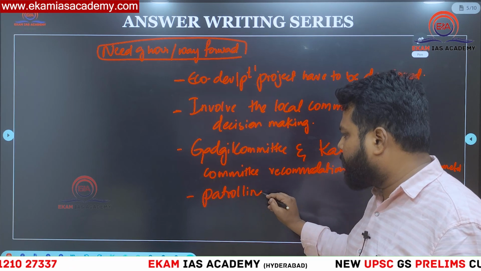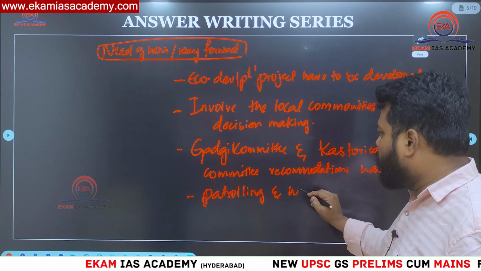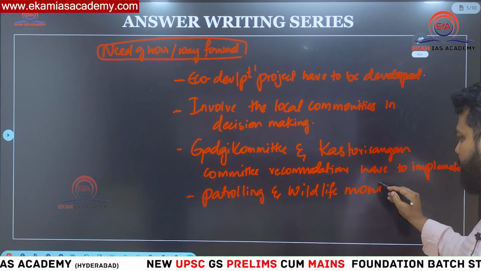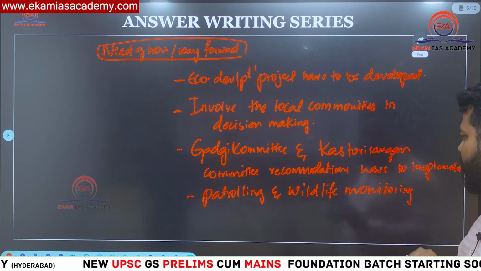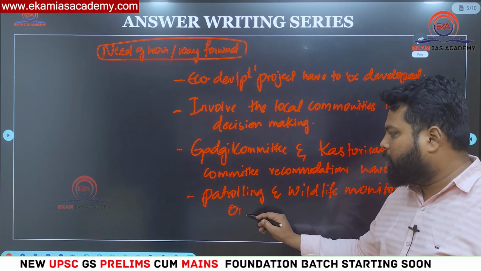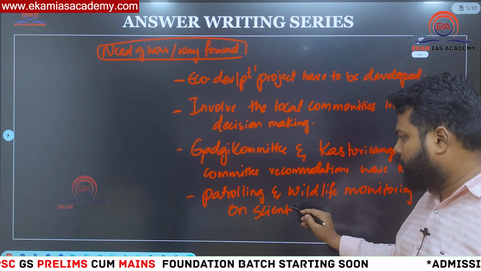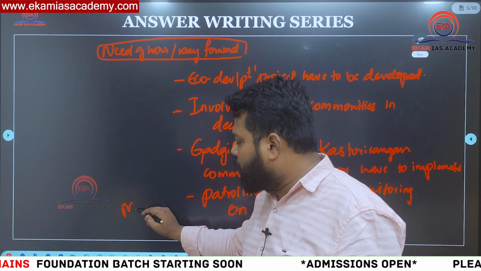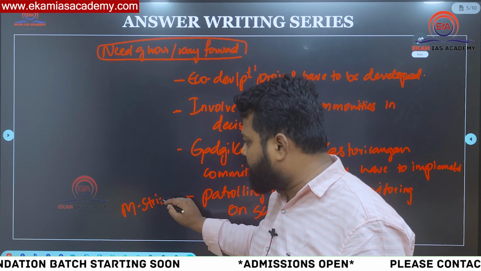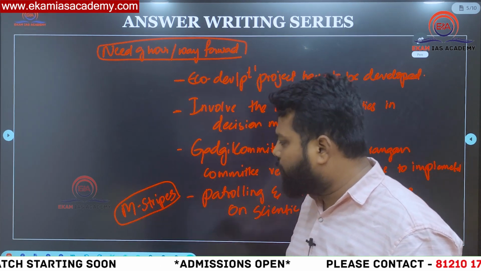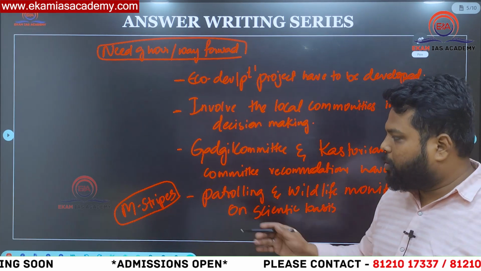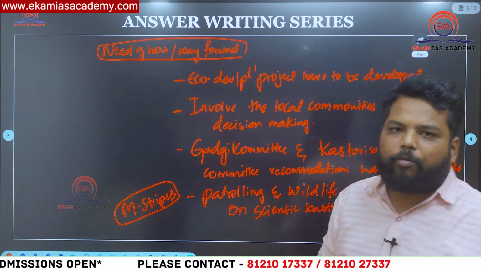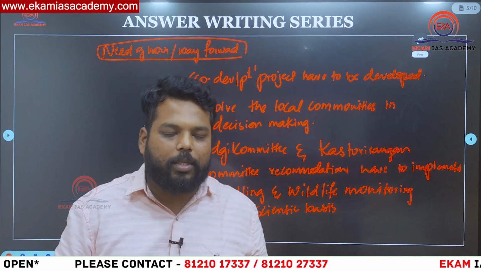Next one is patrolling and wildlife trafficking, like wildlife monitoring. Wildlife monitoring on a scientific basis has to be done. So here comes the monitoring of tigers on the basis of M-STrIPES. Once go and cross check this M-STrIPES. UPSC has already asked a question. So on that basis, if we monitor, it would be very effective.